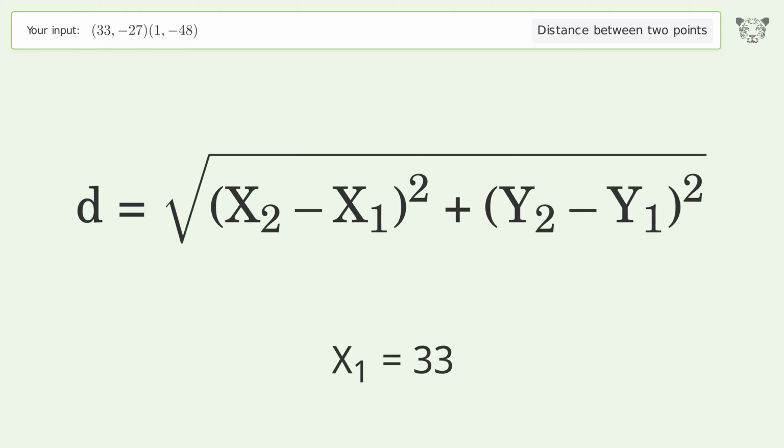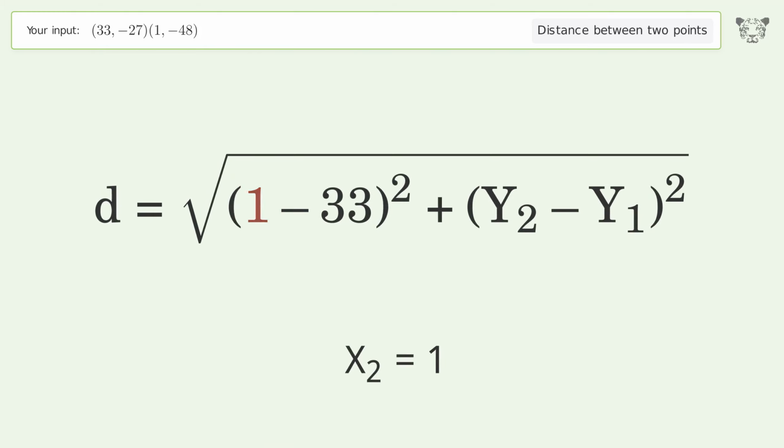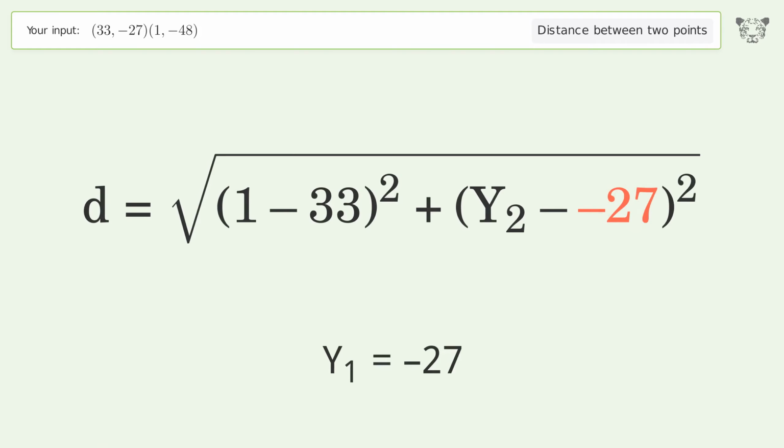x1 equals 33. x2 equals 1. y1 equals negative 27. y2 equals negative 48.